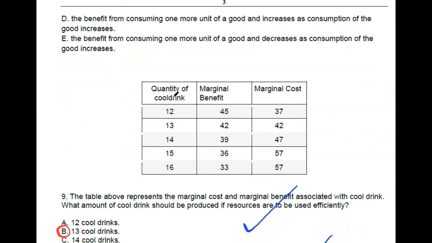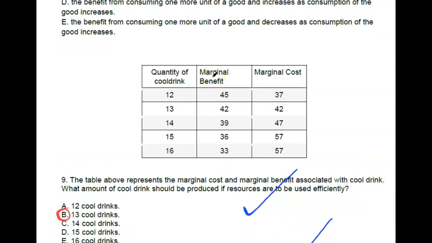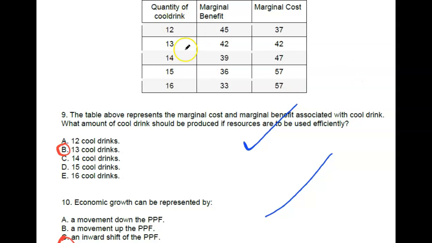The next one. Now, marginal benefit and marginal cost. Okay. Anytime you get this question, right? Like they ask you, what is the best type of production that can happen? Or what should be produced when you use resources efficiently? No matter what, it'll be this answer, right? I want you to look where marginal benefit is equal to marginal cost. This is marginal benefit, this is marginal cost. Where is it equal? 42 and 42 over here, right? And this corresponds with 13 cold drinks. So that means produce 13 cold drinks. So the answer will be B.